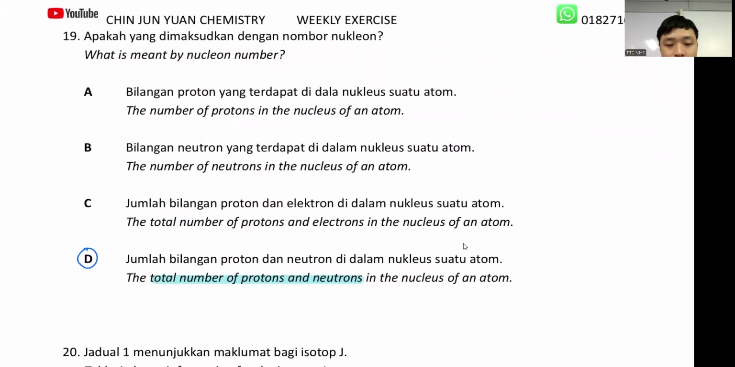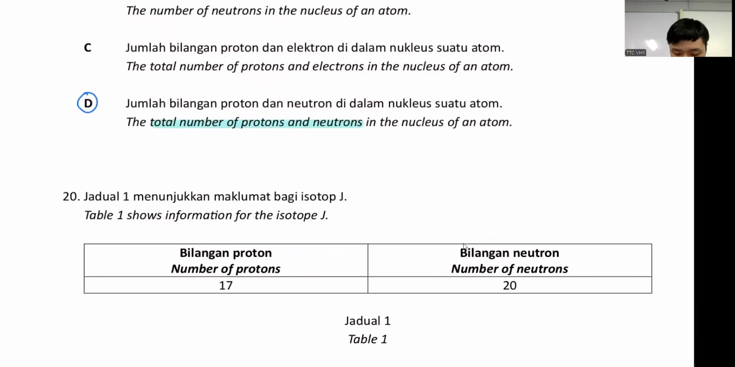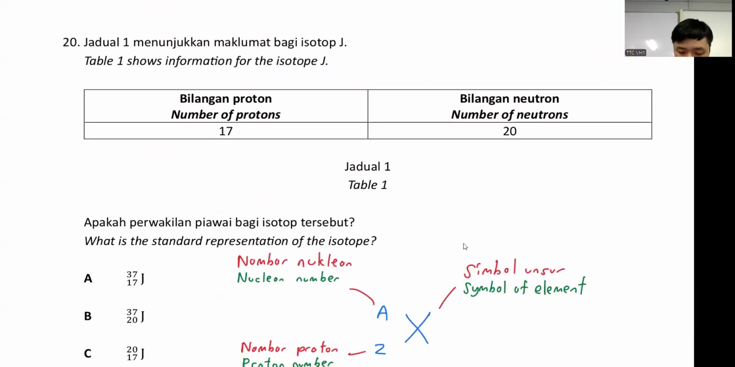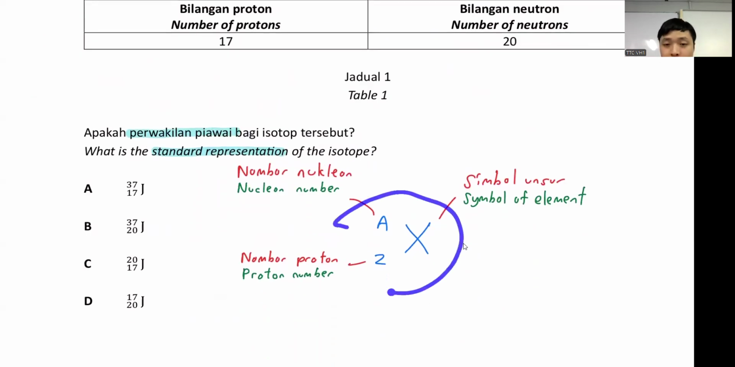Okay. This is also Form 4 Chapter 2. Question 20. What is the standard representation of the isotope? Standard representation in Malay is called perwakilan piawai. Okay, this is how you write it. Normally, how you write a standard representation of an isotope of an atom.